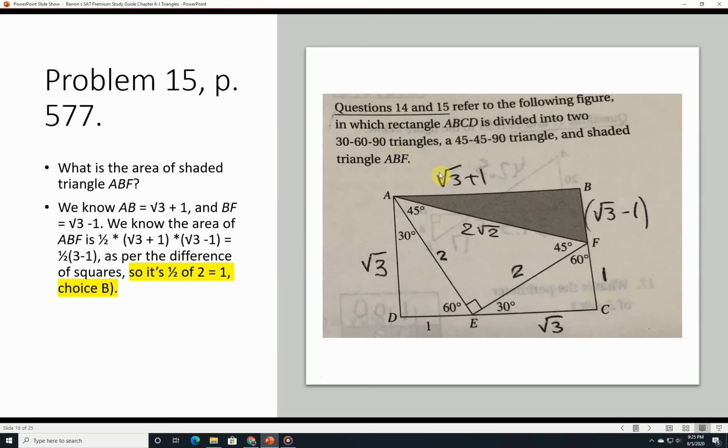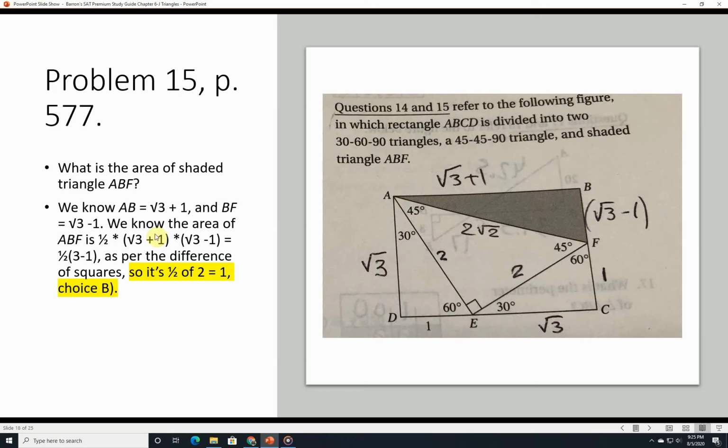Problem 15. Questions 14 and 15 refer to the following figure. Okay, so this is the same one that we just looked at. What is the area of shaded triangle ABF? Well, we know this is going to be 1/2 base times height. So the base is BF, and the height is AB. If you want to make AB the base and BF the height, it does not matter at all, but I usually like to make the taller one the height because it's called the height.